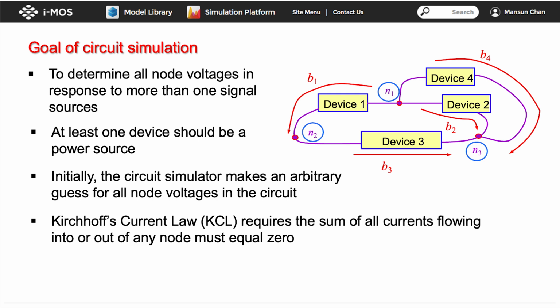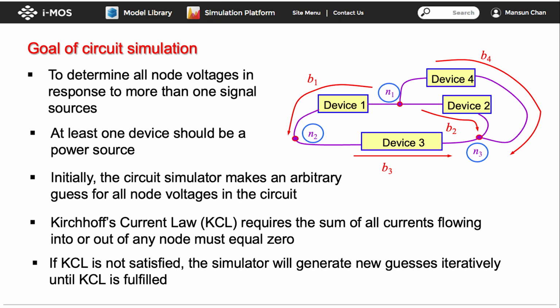The answer lies in Kirchhoff's current law, or KCL, which states that for a circuit to operate correctly, the sum of all currents flowing into or out of a node must equal zero. If this condition is met for all nodes, we can conclude that we have found the correct solution. However, since the simulator starts with arbitrary guesses, it is unlikely that KCL will be satisfied initially.